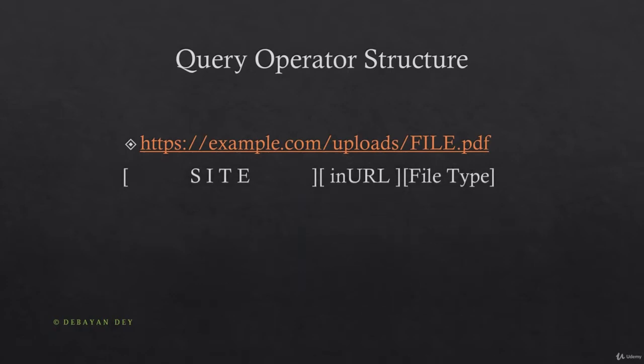From https till .com is the site. Thereafter, the /upload is the in URL and the /file.pdf is the file type. Now this is just an example of how a URL looks. Now let's try to break each and every step.